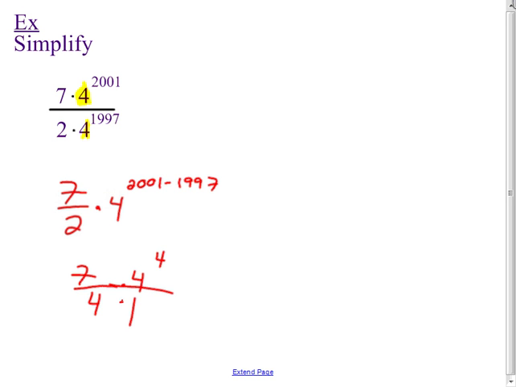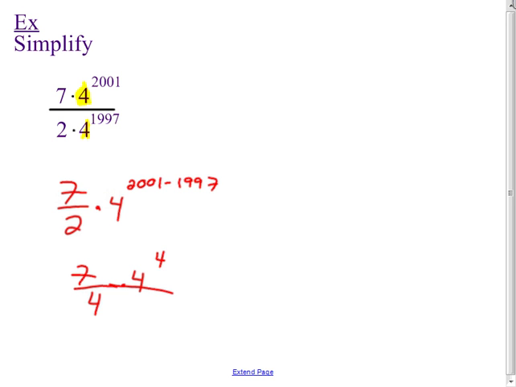Since they both have the same bases, when bases are the same and I'm dividing, I subtract exponents. So I have this 7/2, that's just some number, times 4 to the 2001 minus 1997. And 2001 minus 1997 is just 4. So it's 7/2 times 4 to the 4th. I could put this back as a fraction, just over 1.